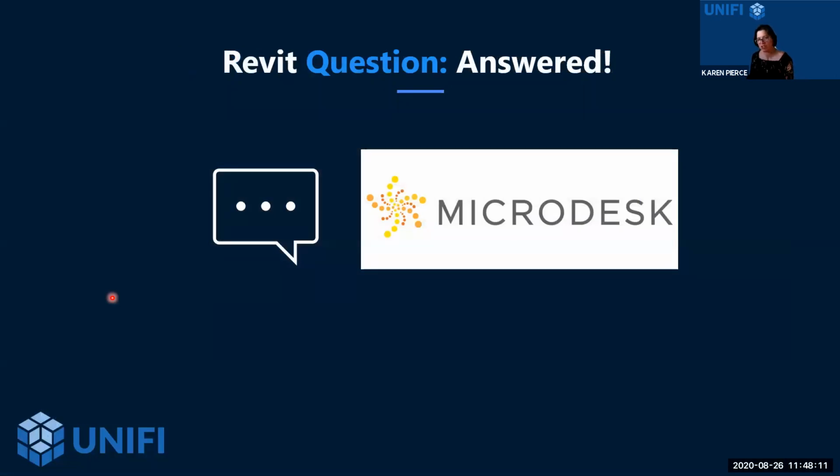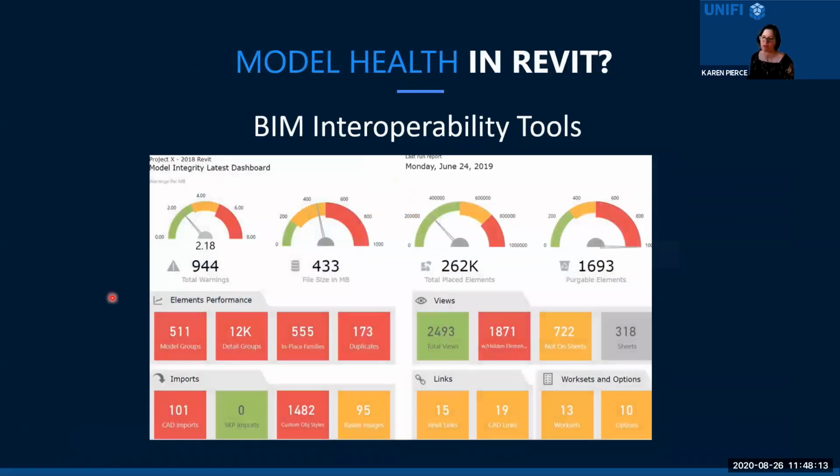So Revit question again, model health was really about, can we just do this in Revit? You can. With the BIM interoperability tools, you can absolutely do this in Revit as is. So what you will need to have is the BIM interoperability tools downloaded. It is free with Revit, but what you'll also need is access to the Power BI desktop app.